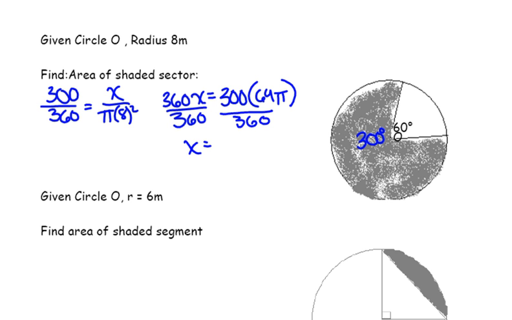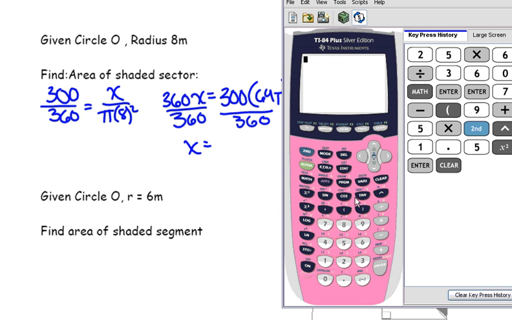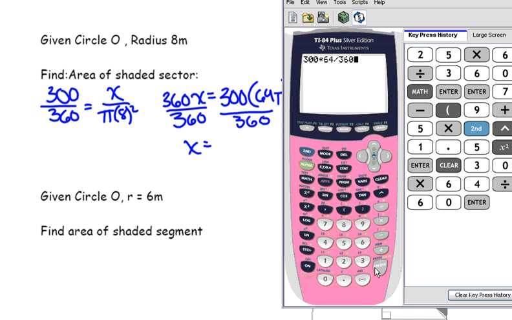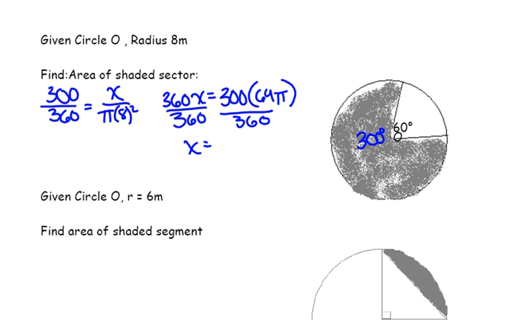And we can go ahead and we can do it all in our calculator. So I'm going to pull up my calculator here, and I'm going to clear everything out. All right, so I take 300 times 64, and I'm going to divide by 360, and I get that, and I hit math, enter, enter, and I find out it is 160 over 3 pi. So 160 over 3 pi, and that is in meters squared, because that is the area of my shaded sector, and that is the exact answer.